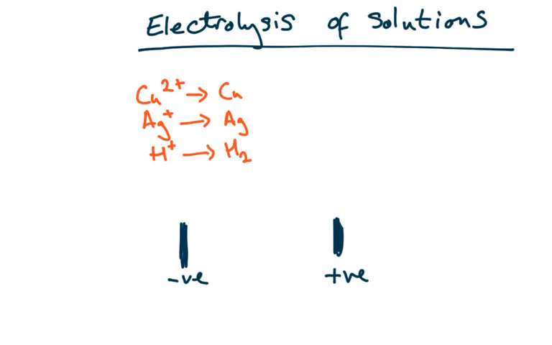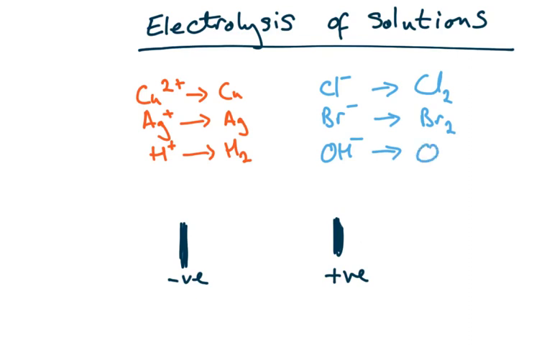When we look at our positive electrode, then there's again only three things that we're likely to see. So we might see chloride ions, we might see bromide ions, or we might see hydroxide ions. And these make three different gases, so it's always going to be a gas. So we might see, in this case, chlorine gas, we might see bromine, we might see oxygen.